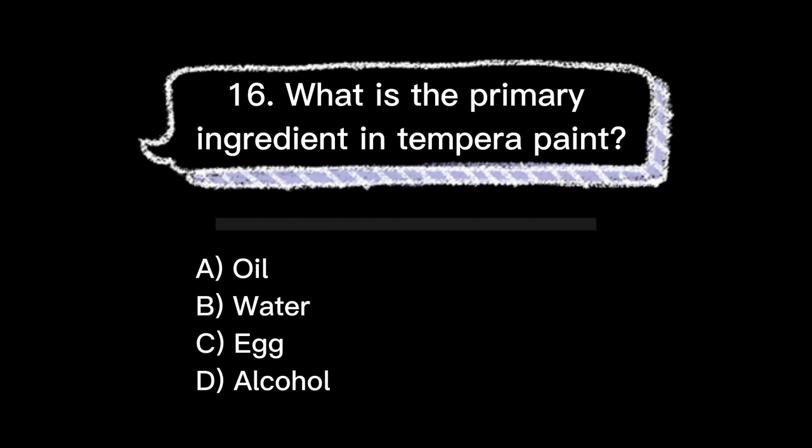Sixteen. What is the primary ingredient in tempera paint? A. Oil. B. Water. C. Egg. D. Alcohol. In 10 seconds, which do you think is the correct answer?